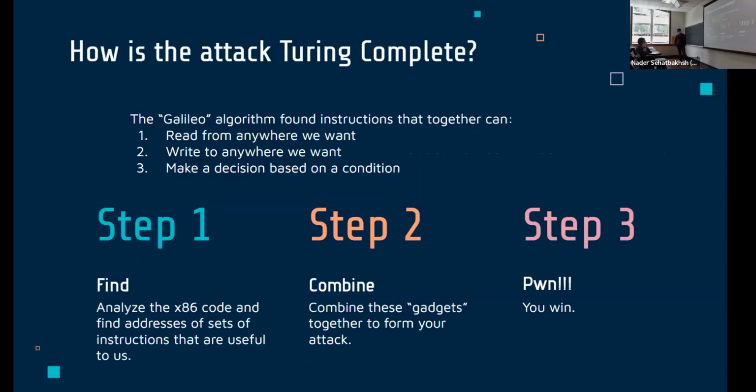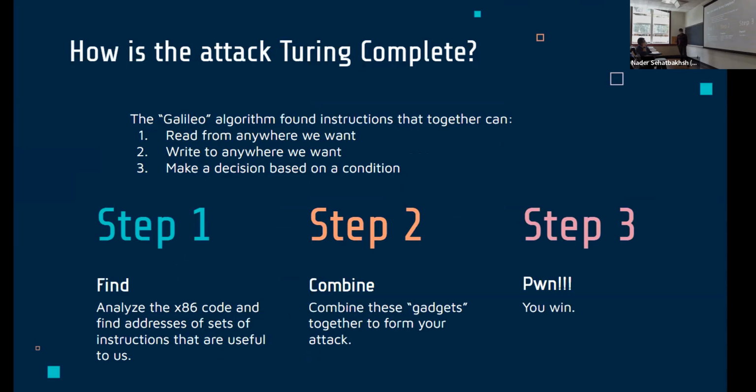So what makes an attack Turing complete, or a sequence of instructions Turing complete? You have 3 requirements. 1, you can read from anywhere you want. 2, you can write to anywhere you want. And 3, you can make a decision based on a condition. If these 3 conditions are satisfied, you have a Turing complete attack.